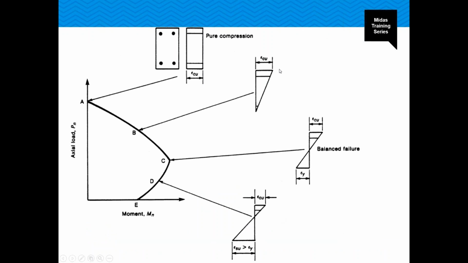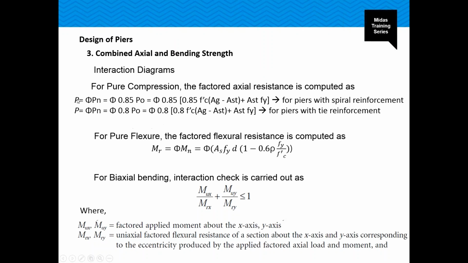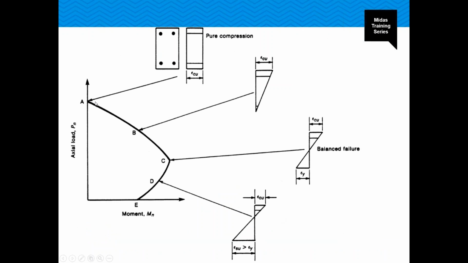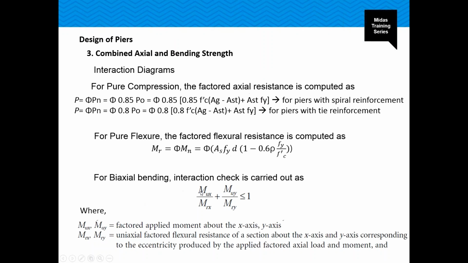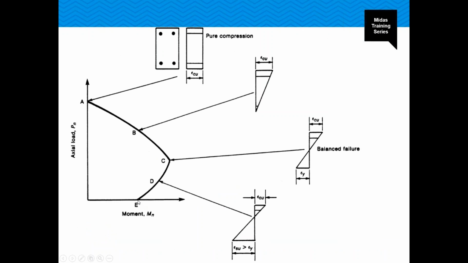So basically, this is an interaction diagram wherein point A represents this equation which was having pure compression. So this is the pure compression point, and this is the pure flexure point, point E, which we have shown earlier. So this equation MR represents this moment over here. So from point A to C, compression failure occurs, and from point C to E, tension failure occurs.